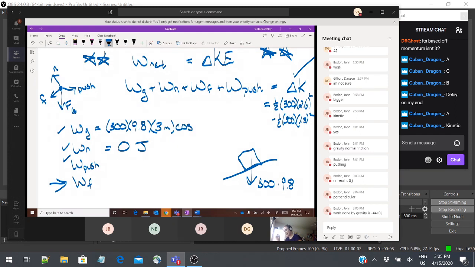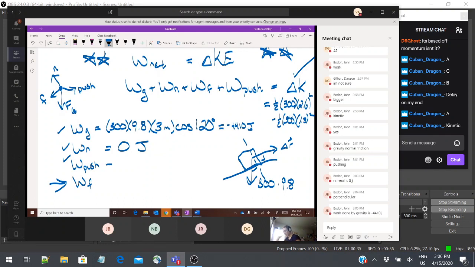Theta is going to be the angle between the displacement and gravity. So it's going to be 30 plus 90, so this is 120 degrees, which makes sense because we should get a negative number. So we get negative 4410. That sounds pretty good, because gravity is working against the motion of the box.